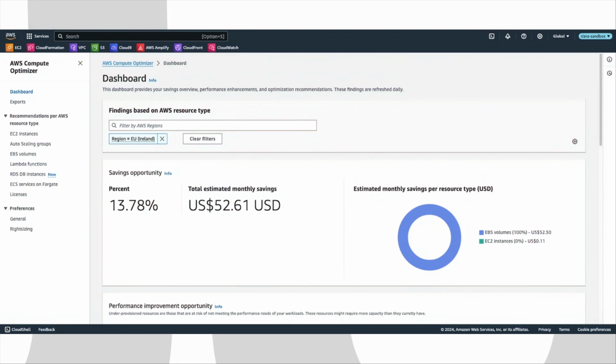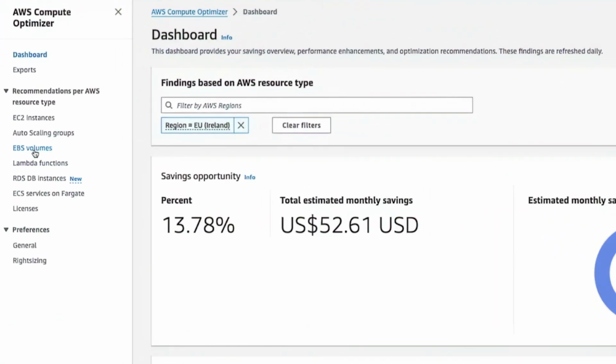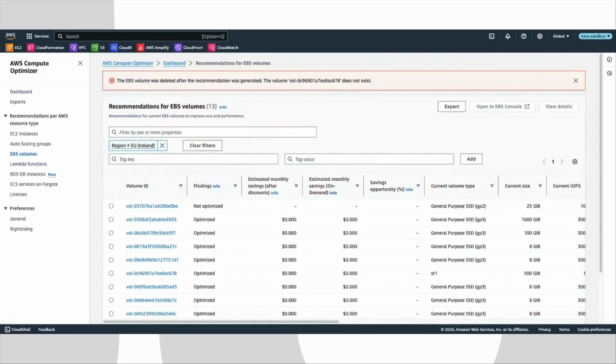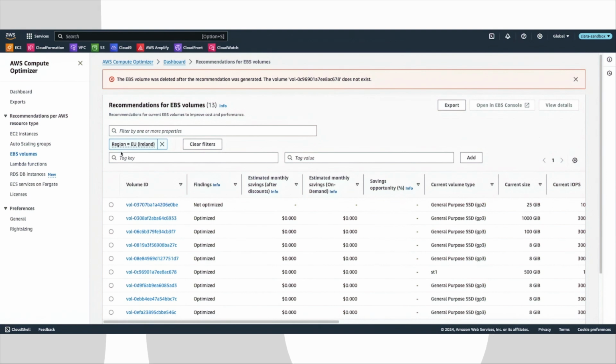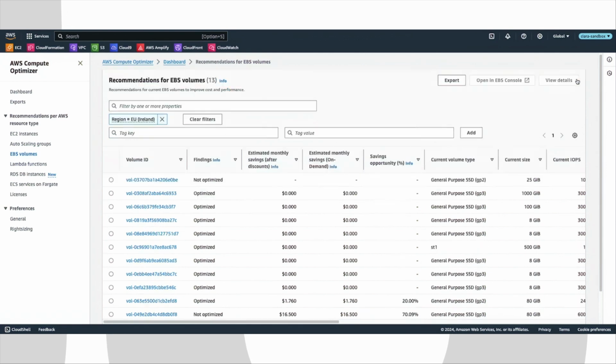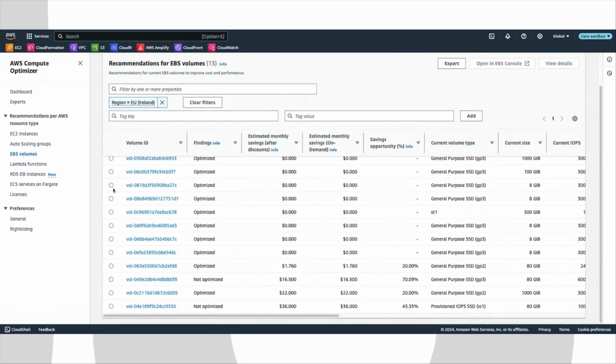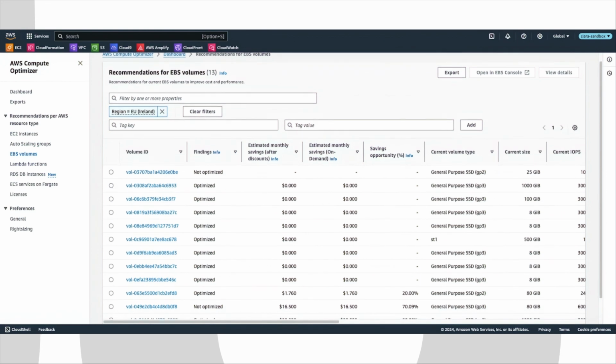Okay, so what we're going to look at is the EBS volume recommendations. We can find these down here on the side menu. So if we click into that, you can see here that we're looking at the volumes in the Ireland region. And this is just about a volume that was deleted, so we don't need that anymore. And you can see here that we've got a number of volumes, all of different types and all of different sizes. It's going to give us recommendations based on the findings for these volumes.